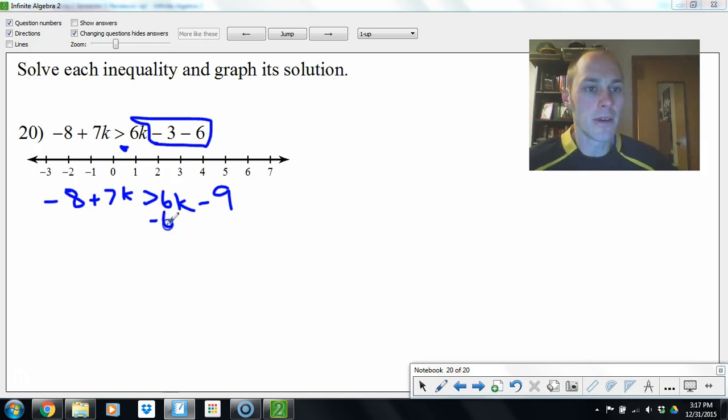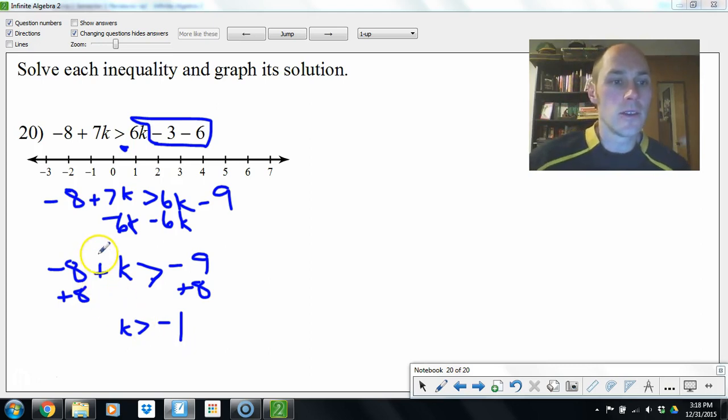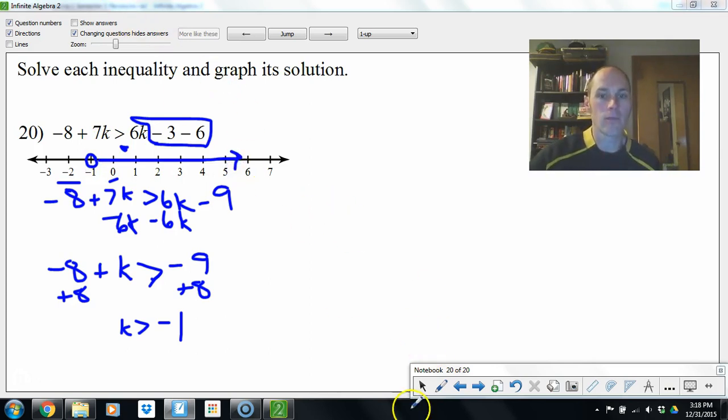Okay, now I will subtract 6k from both sides. Left with 1k, negative 8 plus 1k, or just k, is greater than negative 9. Don't lose that negative. Then we add 8 to both sides. k greater than negative 1. So it's an empty circle. Choose a test point. Is negative 2 greater than negative 1? No. Is 0 greater than negative 1? Yes. So my solutions lie to the right of negative 1.